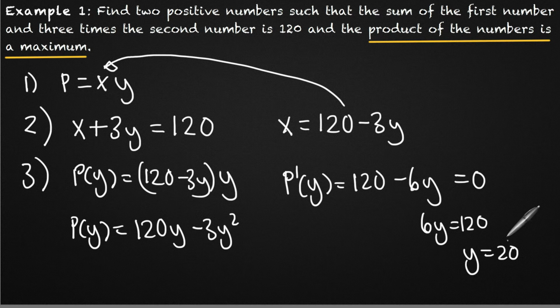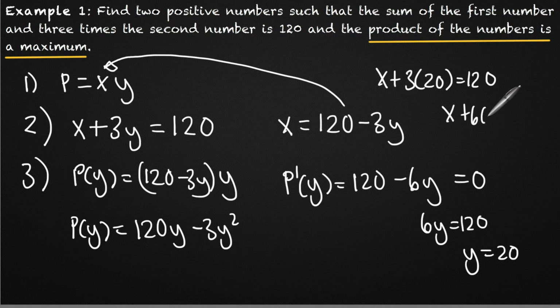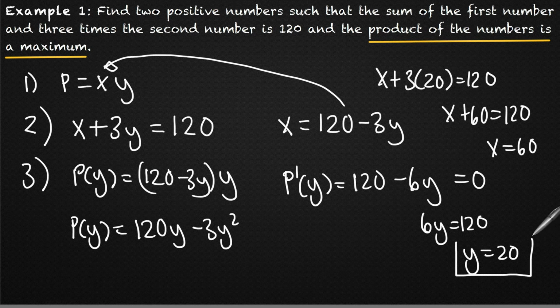Now there's only one critical point here, so I don't need to do a number line. I can assume that it's going to be a maximum. So if y is 20, then I can now plug that back in here, and I can say, well, x plus 3 times 20 is 120, so x plus 60 equals 120, so x equals 60, and y equals 20. Those are the two numbers that make this situation a maximum product.